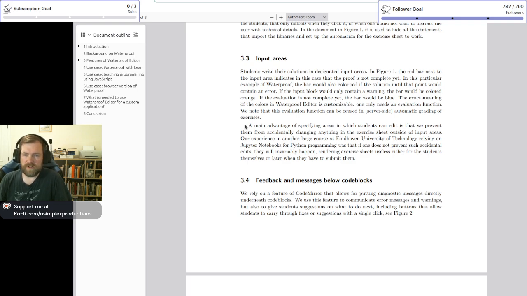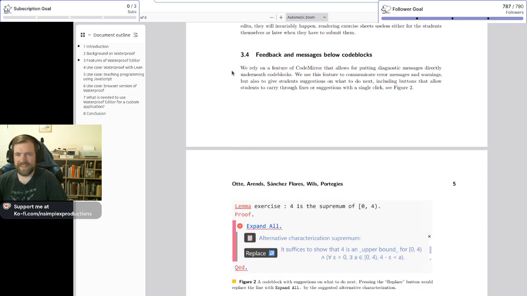The main advantage of specifying areas in which the students can edit is that we prevent them from accidentally changing anything in the exercise sheet outside the input areas. Our experience in another large course at Eindhoven, relying on Jupyter Notebooks for Python programming, was that if one does not prevent such accidental edits, they will invariably happen, rendering the exercise sheets useless, either for the students themselves or later when they have to submit them.